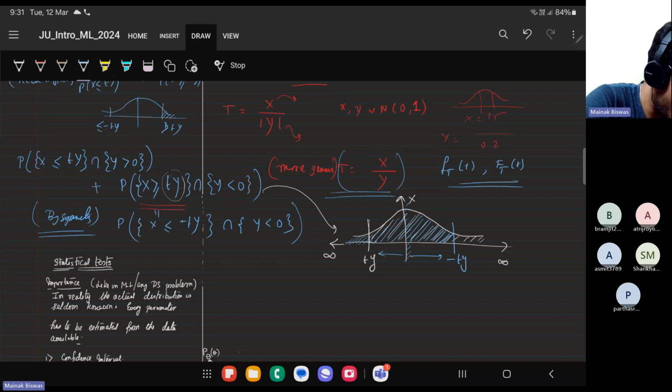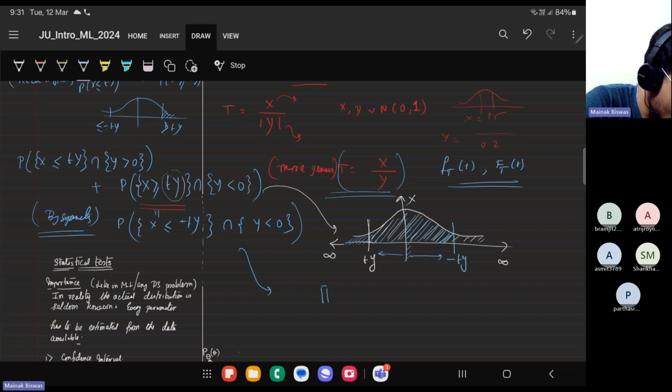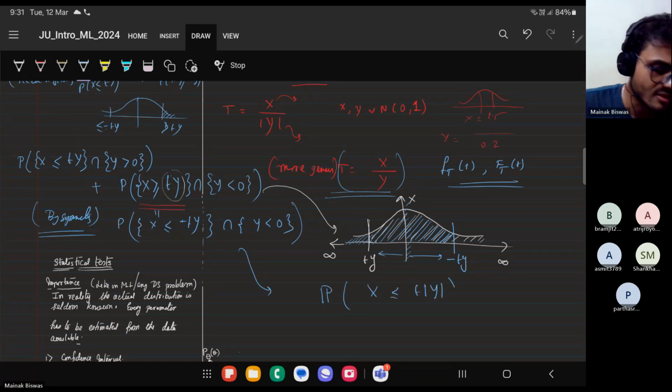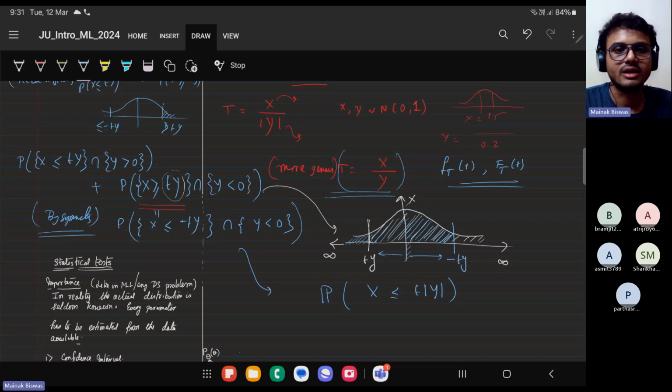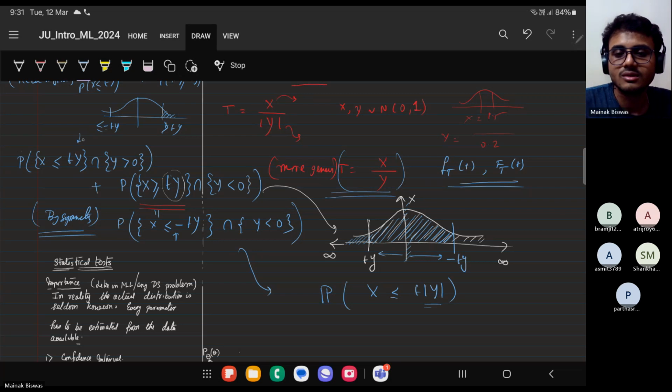So now how will that help me? Can you tell me? Take one and do twice. Yes, so we can essentially write x less than or equal to t mod y. Yes or no? It doesn't matter what the sign of y is. If it is less than 0, I have put minus. So this is the definition of mod y. If it is less than 0, I put a negative. If it is greater than 0, I keep it positive. Yes or no? Yes.